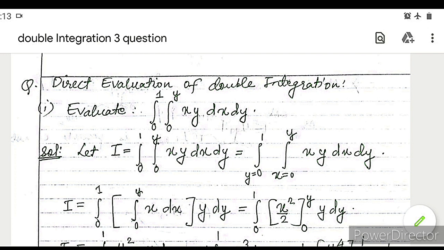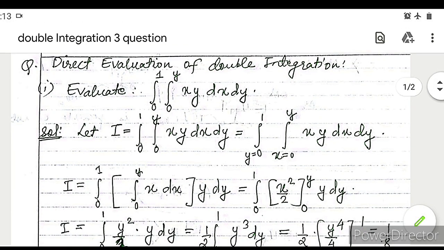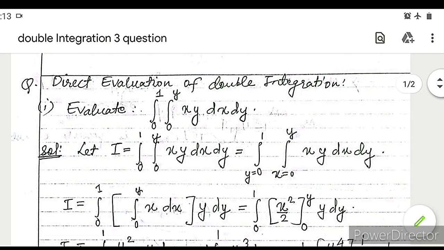So here I am with a few more important examples. In this video, we have to evaluate double integrations. Let's see the first example. We have to evaluate the double integration from 0 to 1, 0 to y of this function with dx and dy. So let's begin the solution.